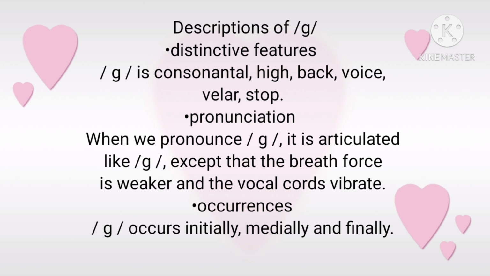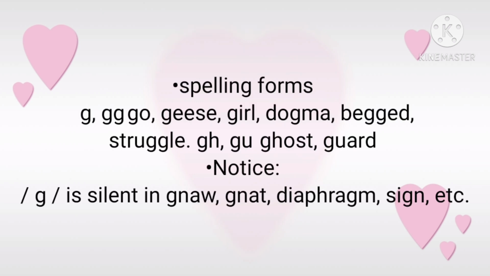Description of G. Distinctive features: G is consonantal, high, back, voiced, velar, stop. Pronunciation: when we pronounce G, it is articulated like K, except that the breath force is weaker and the vocal cords vibrate. Occurrence: G occurs initially, medially, and finally. Spelling from G, double G: go, geese, gore, dogma, baggage, stranger, ghost. Notice G is silent in gnaw, gnat, diaphragm, sign.